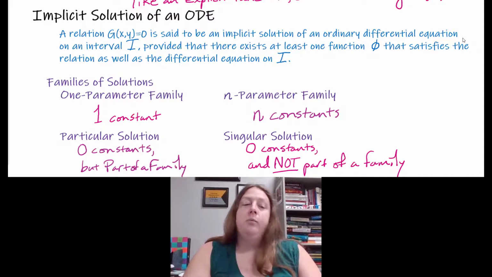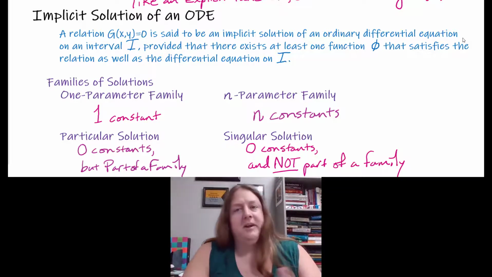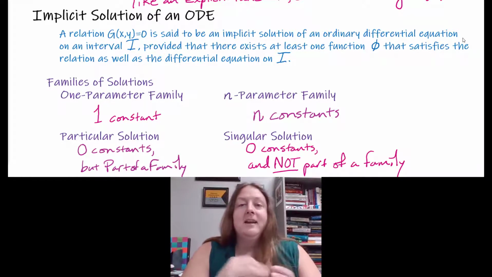So when we talk about a one-parameter family, it has one constant, one C value that's variable, that's a parameter that can change. If we talk about an n-parameter family, there are n constants. So I can talk about a 3-parameter family, a 50-parameter family. It'd be crazy. But we can talk about any number of parameter families.